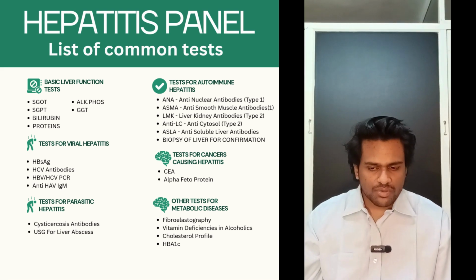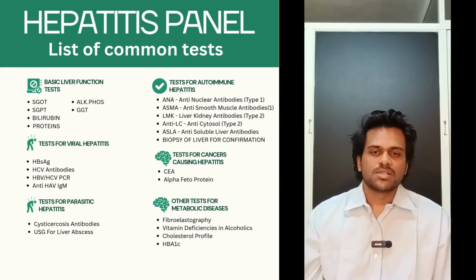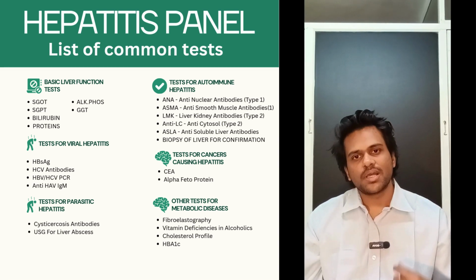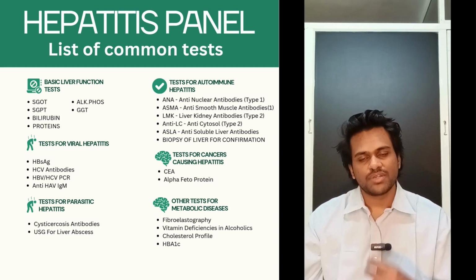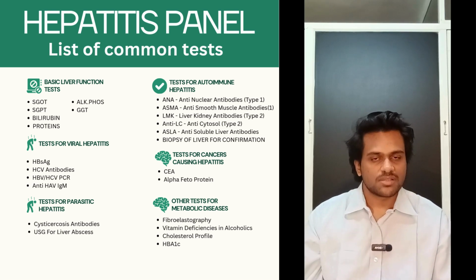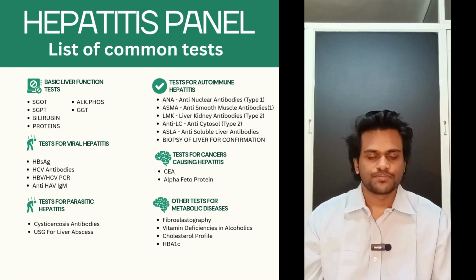Other than this, we have tests also for parasitic infections. Sometimes a parasite like an amoeba may find its way from your intestine into your liver and start growing over there. So we have some tests which check for that. This can also be checked by means of an ultrasound scan, which is a USG scan.